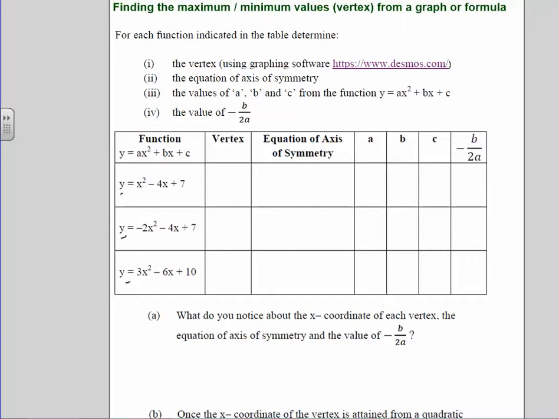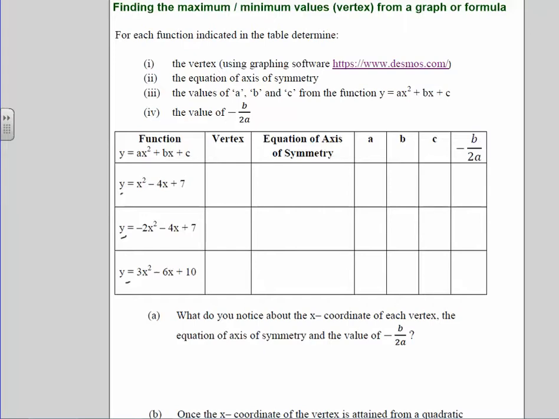Then using the equation, keep in mind the standard form is ax squared plus bx plus c. We're going to write our a, b, and c values, and then we're going to do a calculation: negative b divided by 2a. And we're going to look for a connection between this value we calculate and the axis of symmetry.